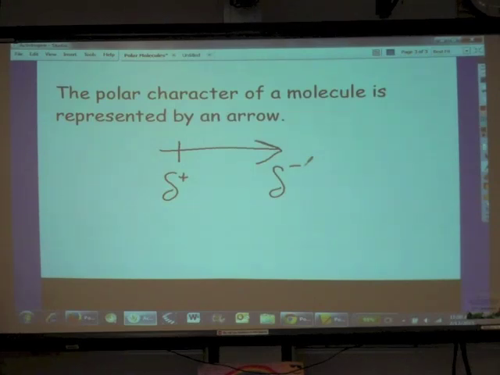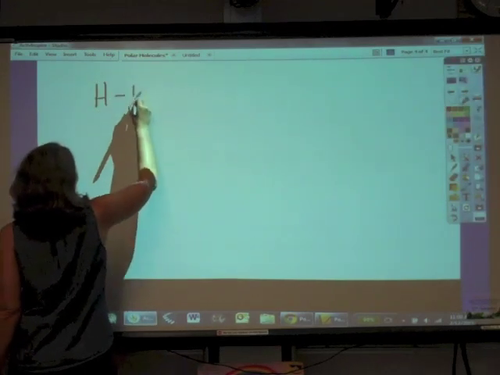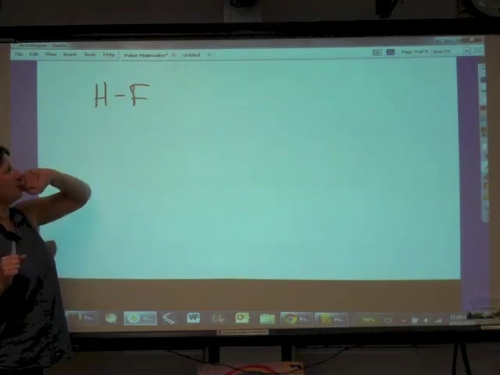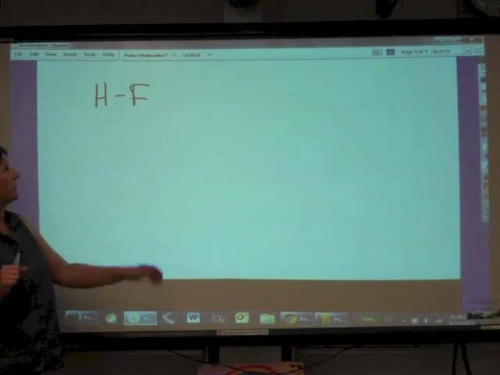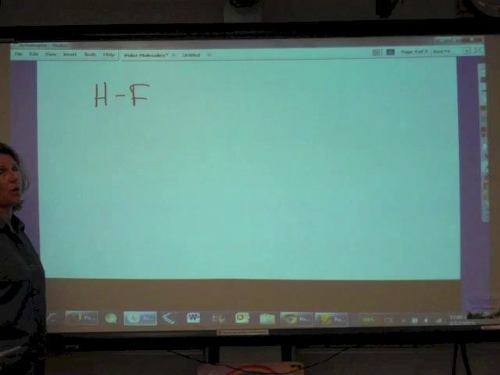Okay, so let's look at a couple of molecules. HF, hydrofluoric acid is what this is. It's a pretty simple molecule. And so the question we ask ourselves is, do these two atoms have a difference in electronegativity that's greater than 0.5? Well, yes, in fact, they do. So that tells us hydrofluoric acid is a polar molecule.